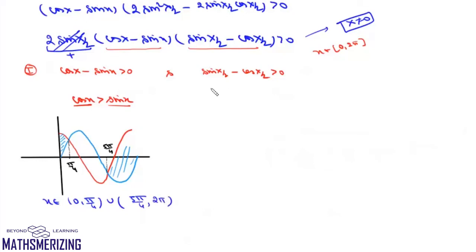Now we'll come to the second part, which is sin x by 2 greater than cos x by 2. Here we'll draw the graph of sin x by 2 and cos x by 2. And for that, we'll draw the graph of again sin x and cos x, but from 0 to pi. So we'll draw this graph.